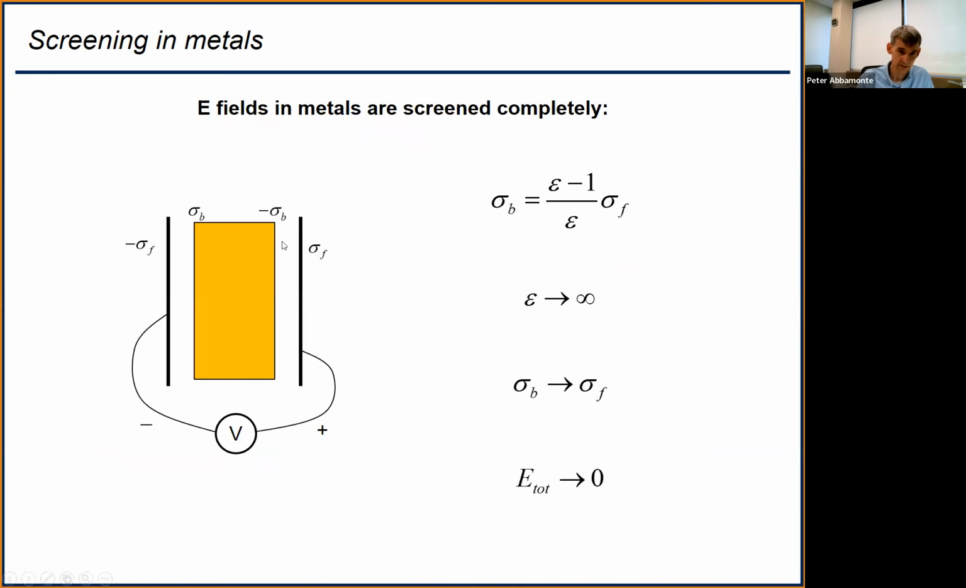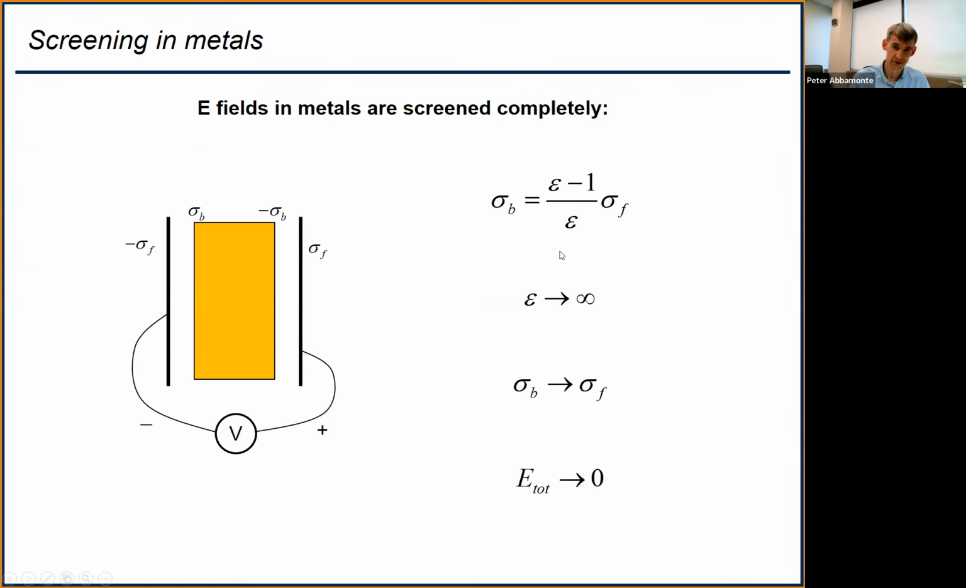So if I take a hunk of a metal, which I'm going to define as a compressible object, and put it in between plates of a capacitor, and then put a voltage on there so there's some free charge on the capacitor, if you just do Gauss's law, then the metal will acquire some bound charge on the surface, which is (epsilon minus 1)/epsilon times the free charge.